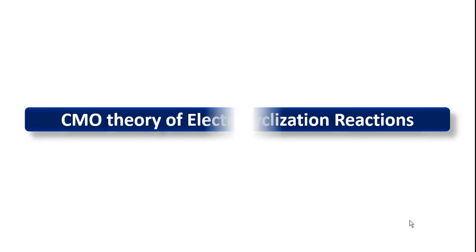Today's topic is correlation molecular orbital theory of electrocyclizations. Correlation molecular orbital theory is also called conservation of symmetry of molecular orbitals. Here the first reaction is 4n pi electrocyclizations. Example. So first thing, con mode of rotation.